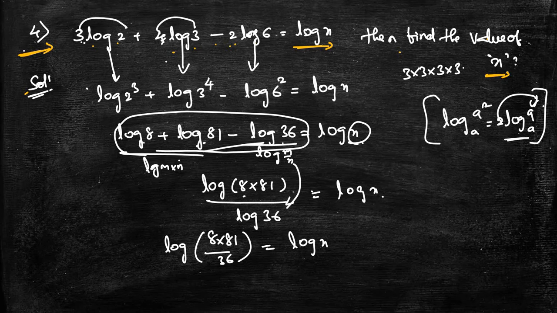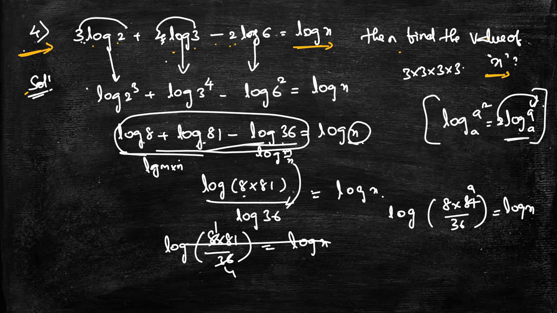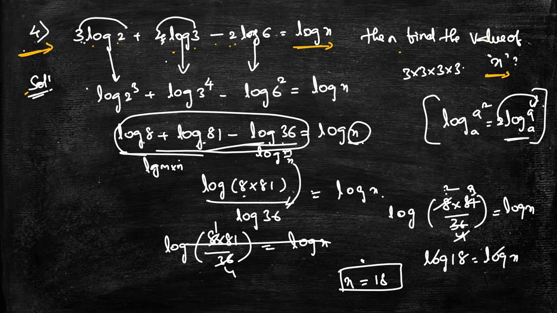Now here, 8 ones are 8, 8 fours... no, not 36. Sorry, I will write it again. So log of 8 into 81 divided by 36 is equal to log x. So here 9 nines are 81, 9 fours are 36, 4 ones are 4, 4 twos are 8. So log of 2 nines are 18. Log 18 is equal to log x. So removing the log, x is equal to 18 is the answer here.